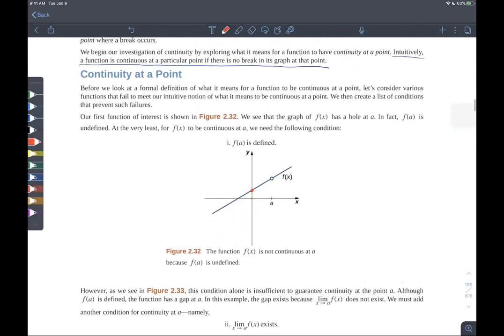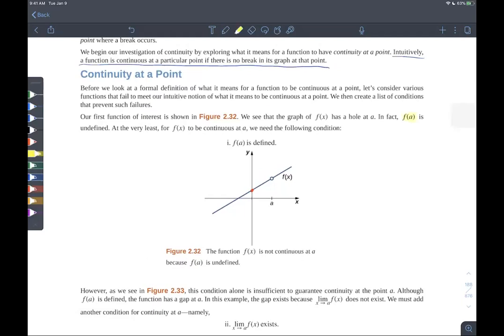So continuity at a point. Before we look at a formal definition of what it means for a function to be continuous at a point, let's consider various functions that fail to meet our intuitive notion of what it means to be continuous at a point. We then create a list of conditions that prevent such failures. So our first function of interest is shown in figure 2.32. We see that the graph of f of x has a hole at a. In fact, f of a is undefined.